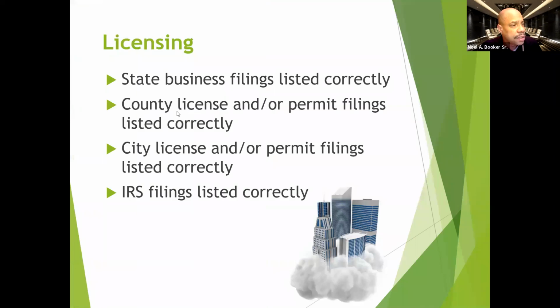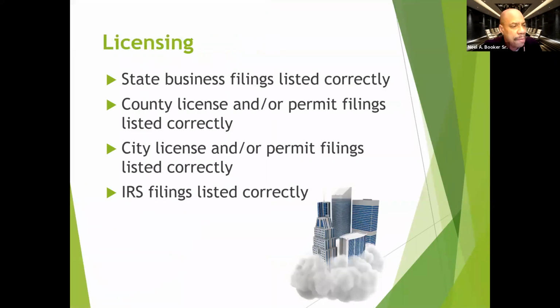Okay, state business filing listed correctly. The county license and/or permit filings listed correctly. Your city license and permit filings listed correctly. Your IRS filings listed correctly. So when you apply for your EIN number, they're asking for your business address. It needs to line up with everything else also, okay?